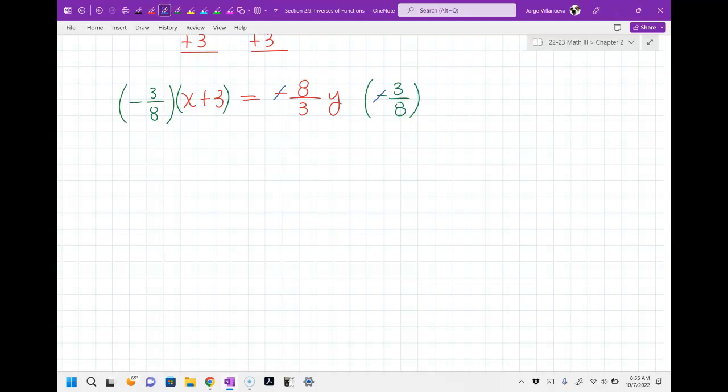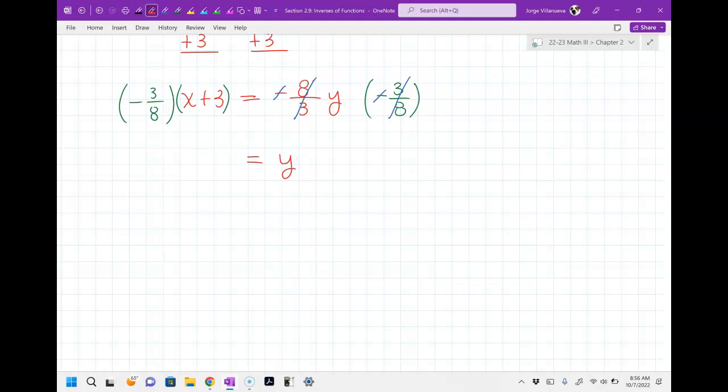And 8/3 times 3/8, what happens to that? If I multiply 8 times 3, I get 24, right? And if I multiply 3 times 8, I get 24. So the fraction is 24 over 24. What's 24 divided by 24? 1. So basically, that's gone. All that's left is your y. So if you multiply by your reciprocal, one of the fractions just completely disappears.